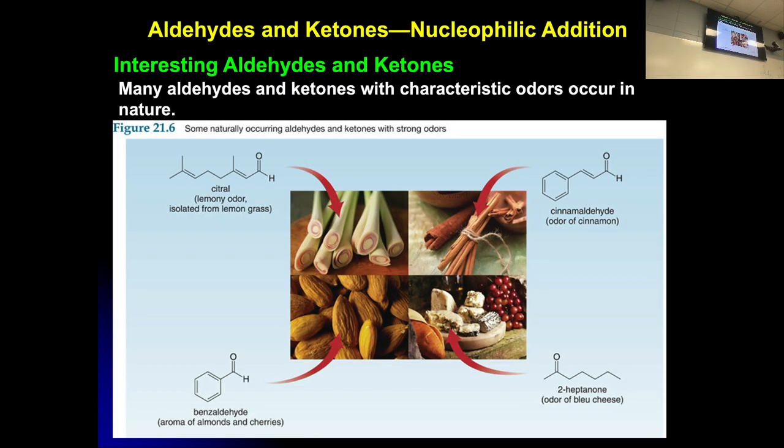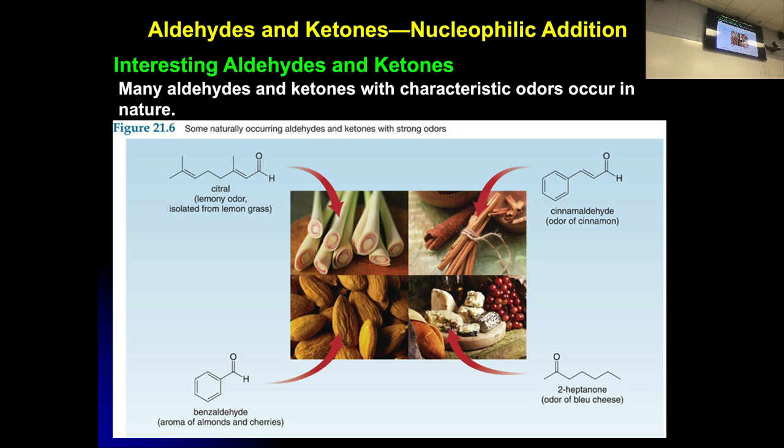All right, let's talk about some interesting aldehydes and ketones, more than what we've already talked about. Citral comes from lemongrass. This is that lemony odor. If you like lemony smelling things like your car freshener or your Glade plug-in, or the lemony furniture polish, they put citral in it to give it that odor.